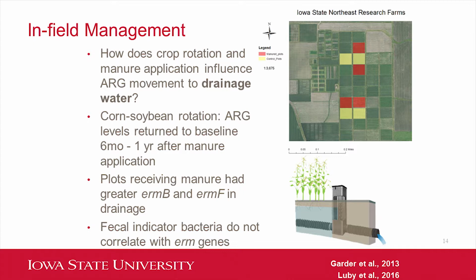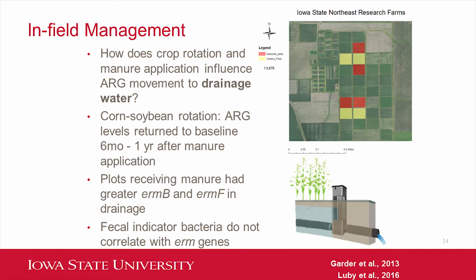And these studies have been conducted at the Iowa State Northeast research farms, and essentially 1 acre plots that have either received manure or a no manure control, and they have a long history, over 30 years of no manure. And then we monitor tile drainage systems. So we're really looking at the subsurface transport of these resistant genes. And the research question is looking at both the crop rotation, so we've looked at a corn and soybean rotation. More recently, we're looking at corn on corn, and how do those resistant genes move to drainage water.